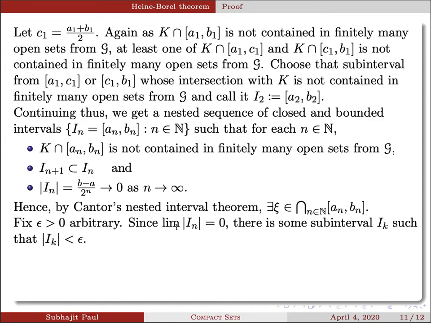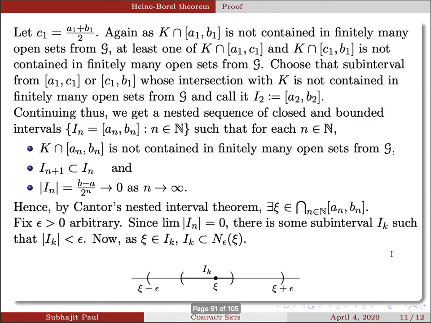The length of In is a sequence. This limit is going to 0. So for a chosen epsilon positive, we must find a subinterval Ik for which the length is smaller than epsilon. Now, as xi is in Ik, it will be inside the epsilon neighborhood of xi. Xi is inside each of the I's, so xi is inside the intersection of all of them. So xi must belong to Ik. Hence, Ik must be in the epsilon neighborhood of xi.